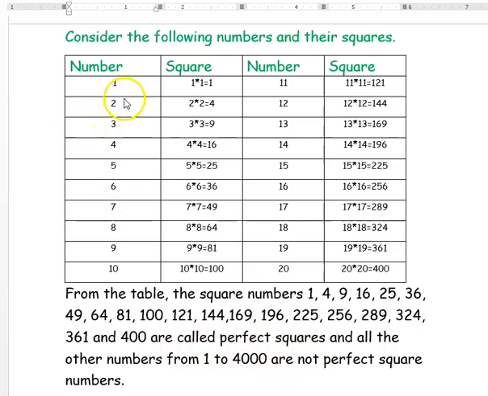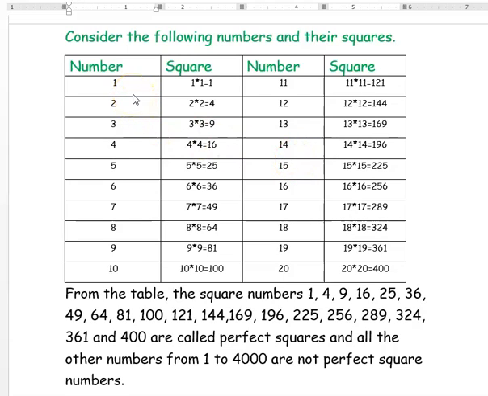I have written the natural numbers from 1 to 10 and their squares. That is, 1 squared is 1, 2 squared is 4, 3 squared 9, 4 squared 16, 5 squared 25, 6 squared 36, 7 squared 49, 8 squared 64, 9 squared 81, 10 squared 100. Similarly, from 11 to 20 also: 11 squared is 121, 12 squared is 144 and so on, and 20 squared is 400. Now let's analyze this table and see what there is about perfect square numbers.